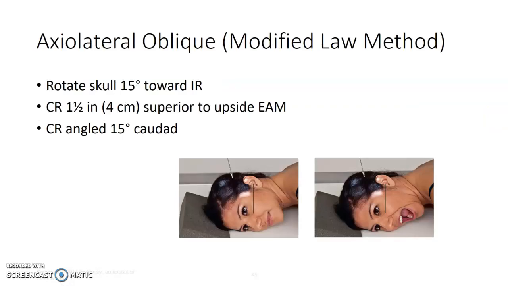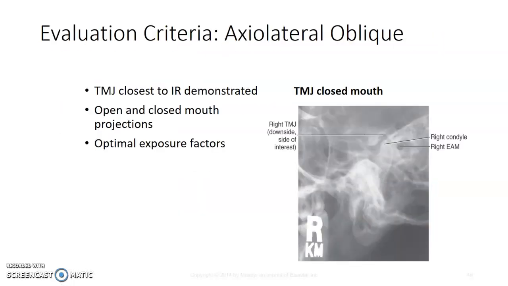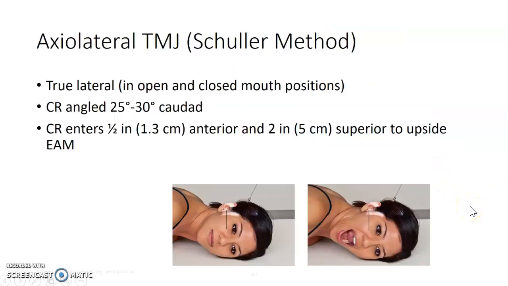The modified Law method uses a skull rotation of 15 degrees towards the IR. So her face is rotated towards the Bucky here, all right? She's doing a closed mouth and an open mouth, all right? Your tube angle is 15 degrees down for both. So you're going to do a right closed, right open, left closed, left open. And this is what it should look like. So in this image here, this is what we're looking for, the TMJ, all right?